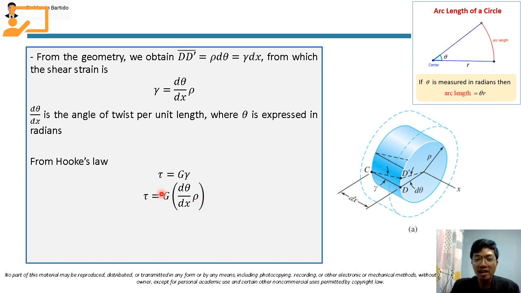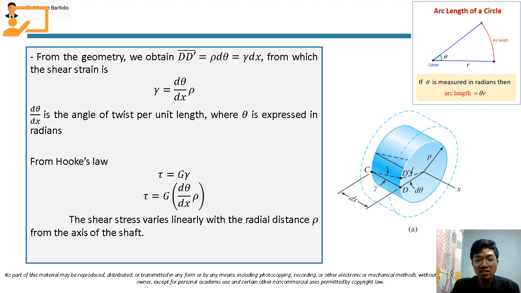Take note here, class, that G and dθ/dx are independent of this radial distance ρ. Meaning to say, the shear stress varies linearly with the radial distance ρ from the axis of the shaft. If the radial distance ρ increases, the shear stress will also increase. They vary linearly, so they are directly proportional, the shear stress and the radial distance ρ.